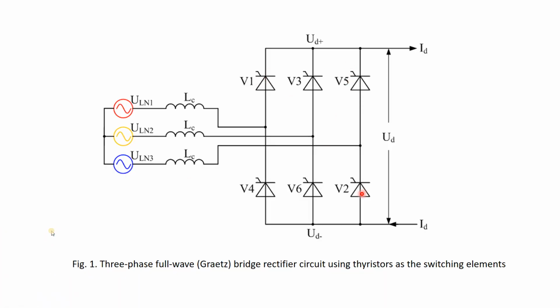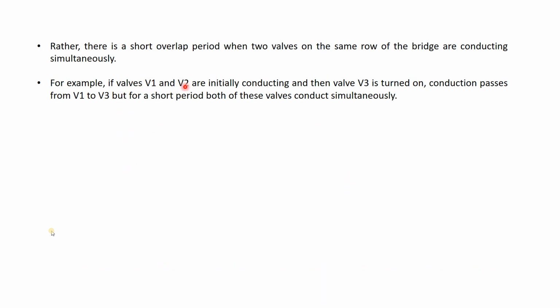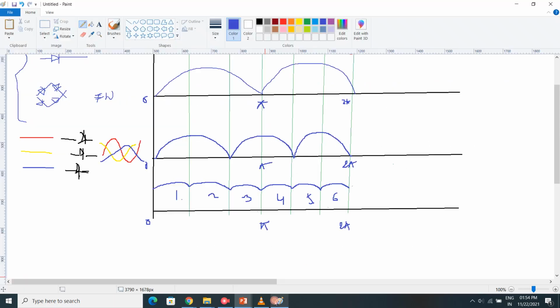That means when suppose V1 and V2 are conducting, then when V3 is coming into the picture, the conduction has not completed for V1 and V2. For example, if V1 and V2 are initially conducting, then valve V3 is turned on using the firing angle. Conduction passes from V1 to V3, but for a short period both conduct simultaneously. Since V1 and V2 have not completed but V3 has been fired, V1 and V3 will conduct simultaneously.